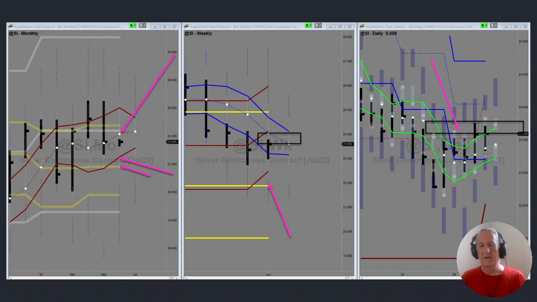This rectangle is 2 to 3 dots back. So to refresh our memory, this is a congestion entrance bar, and we tend to find support or resistance 2 to 3 dots back. And that's where we are. And then of course we have the monthly and weekly PL dots just above that.